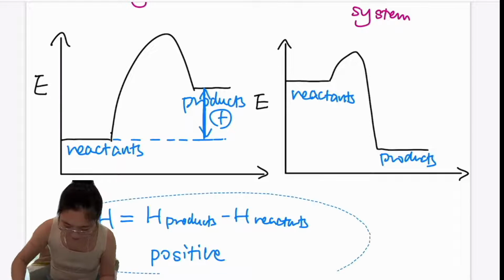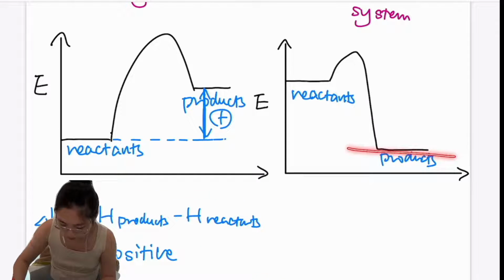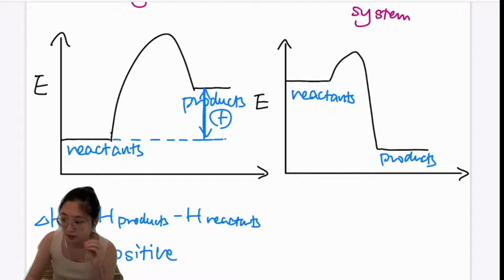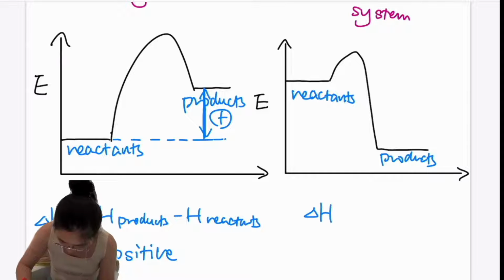And obviously for the exothermic reaction, the difference between the products and reactants, again, is product minus the reactants. So it's a smaller value minus a larger value. So delta H, the change in enthalpy, is always a negative value.